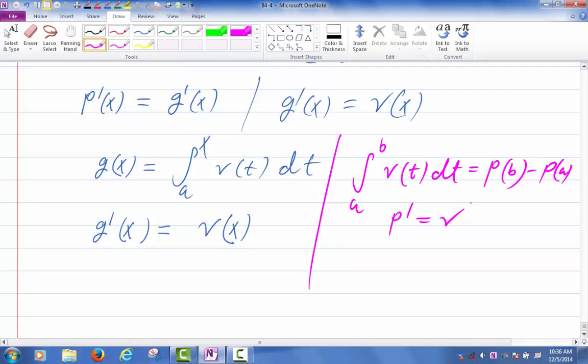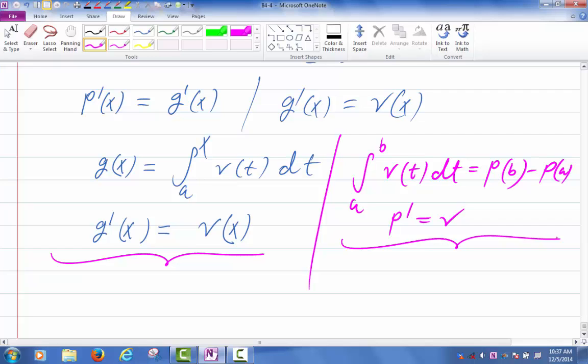Am I correct? So I want you to pay attention to these two versions here. In the first one, it says that if I define a function g of x as the integral from a to x of a function v of t dt, forget about velocity and all the interpretations like that, then the derivative of that function is exactly the integrand evaluated at x. This one is saying that if I take the definite integral of a function from a to b, that's exactly the antiderivative of the integrand at b minus the antiderivative of the integrand at a.